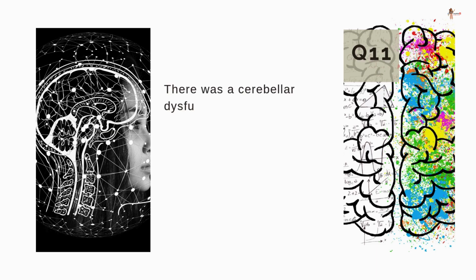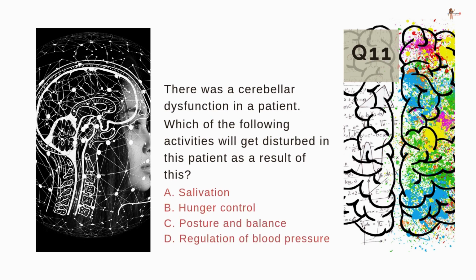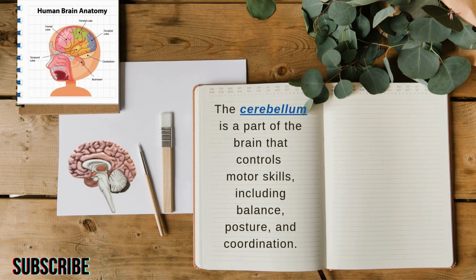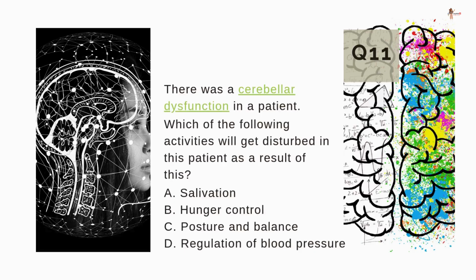There was a cerebellar dysfunction in a patient. Which of the following activities will get disturbed in this patient as a result of this? The cerebellum is a part of the brain that controls motor skills, including balance, posture, and coordination. Thus, in case of a cerebellar dysfunction in a patient, his posture and balance would get disturbed. So, option C is correct.